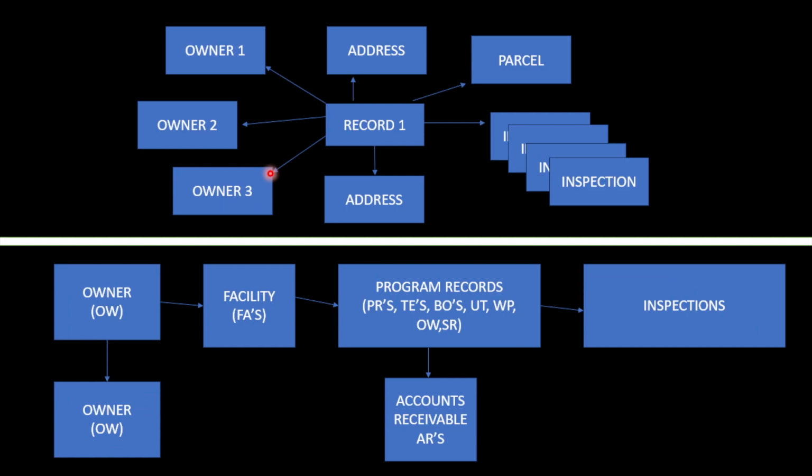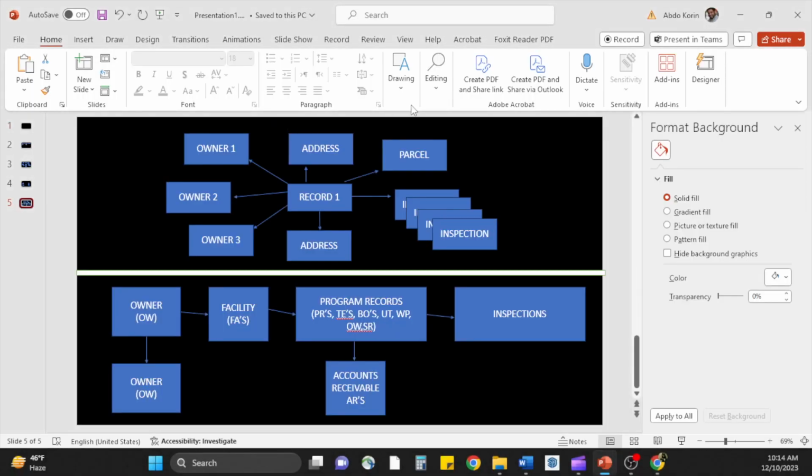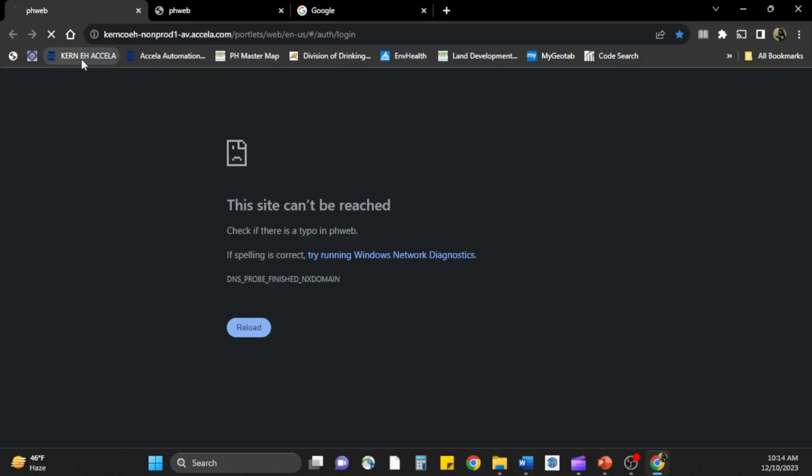So here are the diagrams in a nutshell. Accela is a hub and spoke, whatever you guys want to call it, hub and spoke. And Envision is a chain. Both have their strengths, both have their weaknesses, but this is the most flexible one right here. So that's pretty much that. Let me get into Accela now really quick.